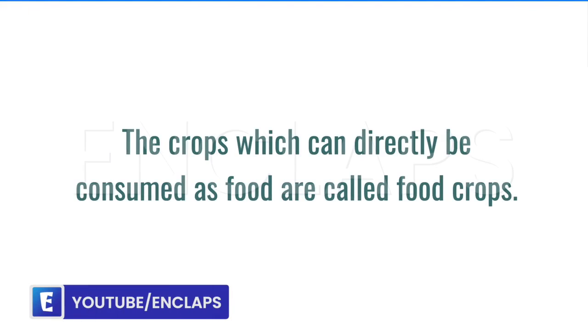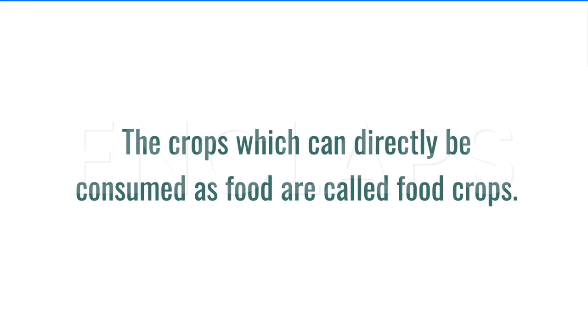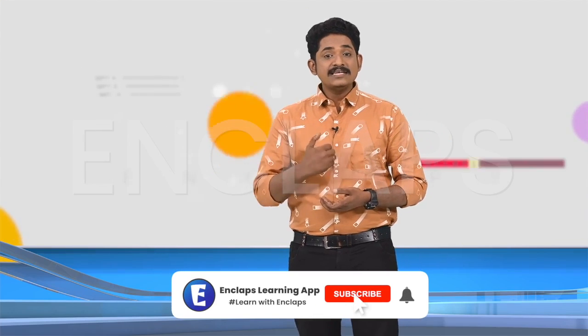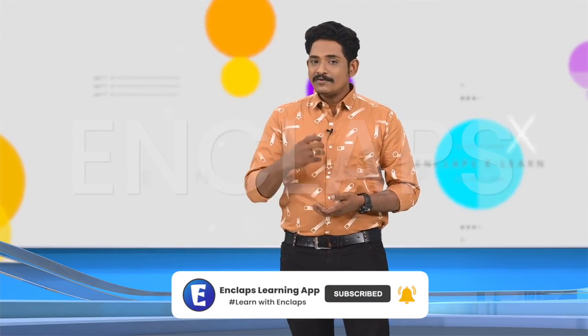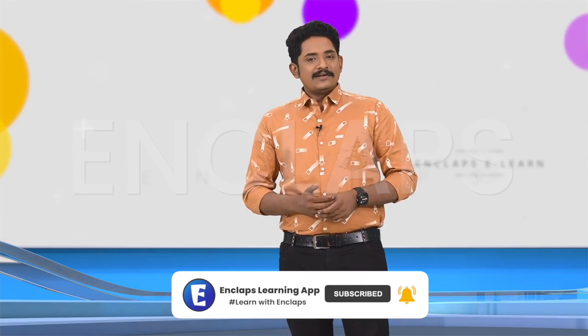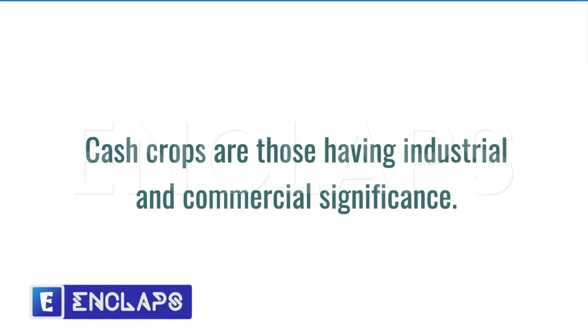The diverse agricultural crops in India can be classified as food crops and cash crops. What are food crops? The crops which can directly be consumed as food are called food crops. Rice, wheat, maize, etc. are the examples of food crops. Then, what are cash crops? Cash crops are those having industrial and commercial significance.